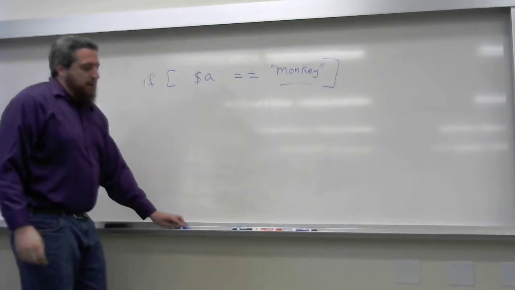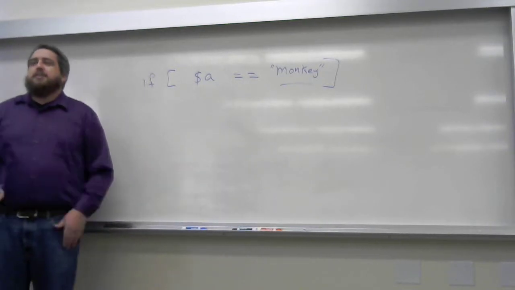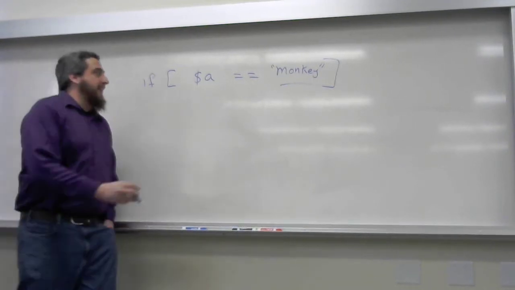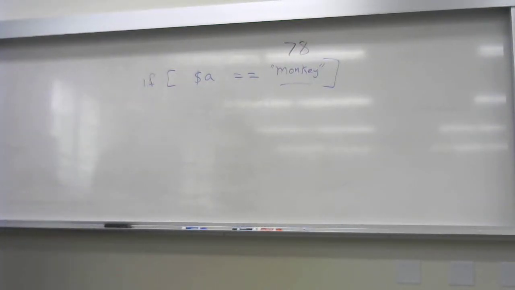This answer is much better than another answer. Somebody else give me another answer that wouldn't be as good. 78. 78 is bad, monkey is good. Why?